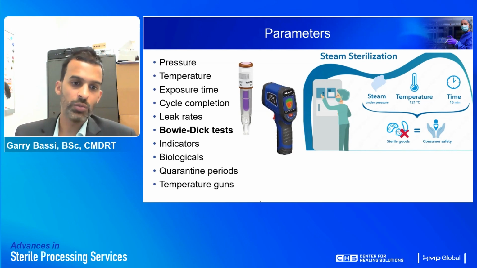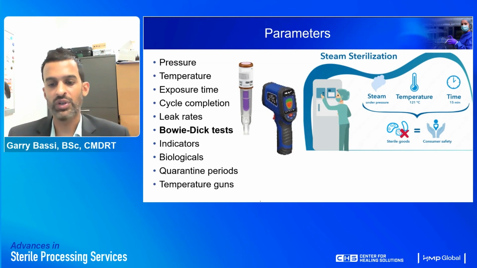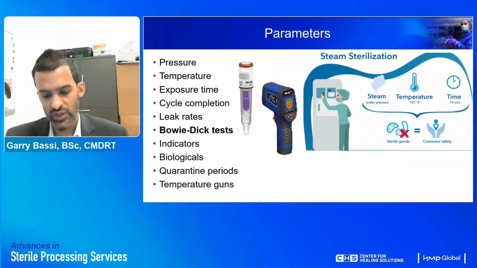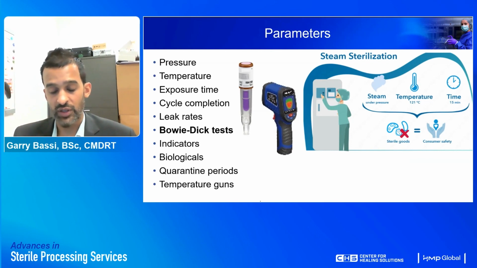Some sterilizers require a Bowie-Dick test, so make sure that we've run a Bowie-Dick test, that the indicators in the sterilization load have passed, or the indicator on the biological. The biological itself has passed. Then there's the quarantine period for the sterilization cycle, where the medical devices have exited the sterilizer but now need to cool before we can touch them.